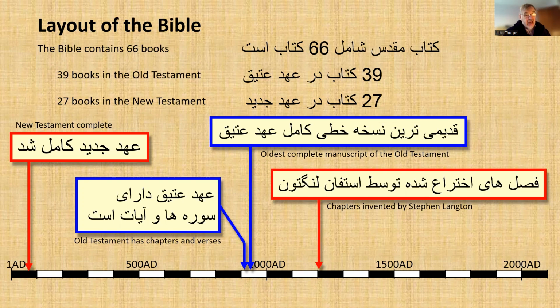And in the year 1205, a man called Stephen Langton did the first division of the New Testament into chapters.